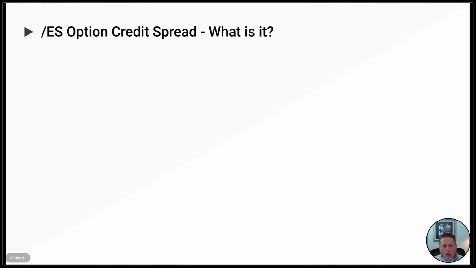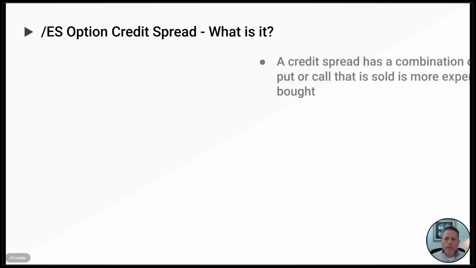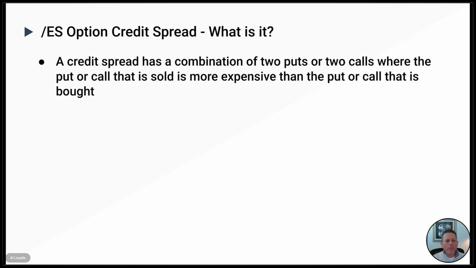All right, so let's talk about the specific trade that we're going to be doing here, and this is the ES option. So ES is a derivative of SPX, and those are futures trades, but actually, we're not trading the actual positions, we're trading options on those. Okay. So basically, it is a credit spread, and it has a combination of two puts or two calls, where the put and call that is sold is more expensive than the put and call that is bought. It's very similar to SPX.